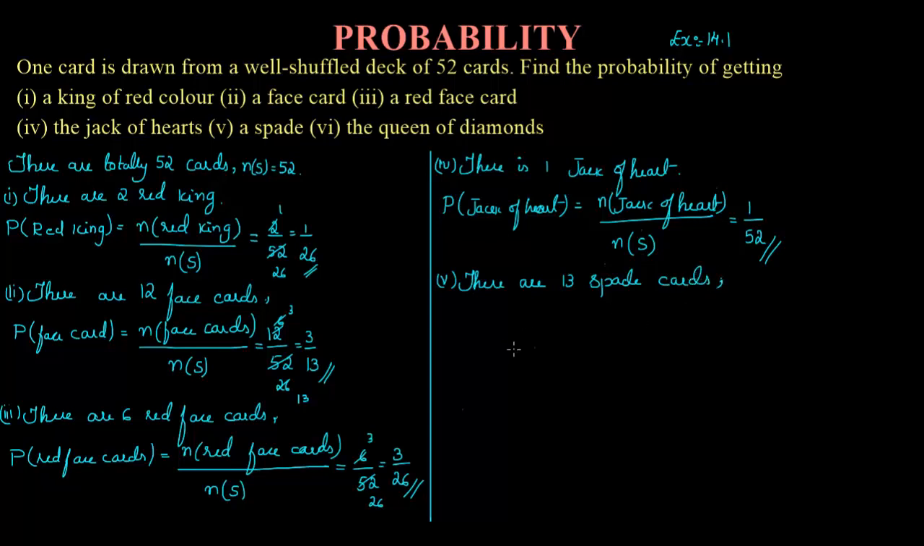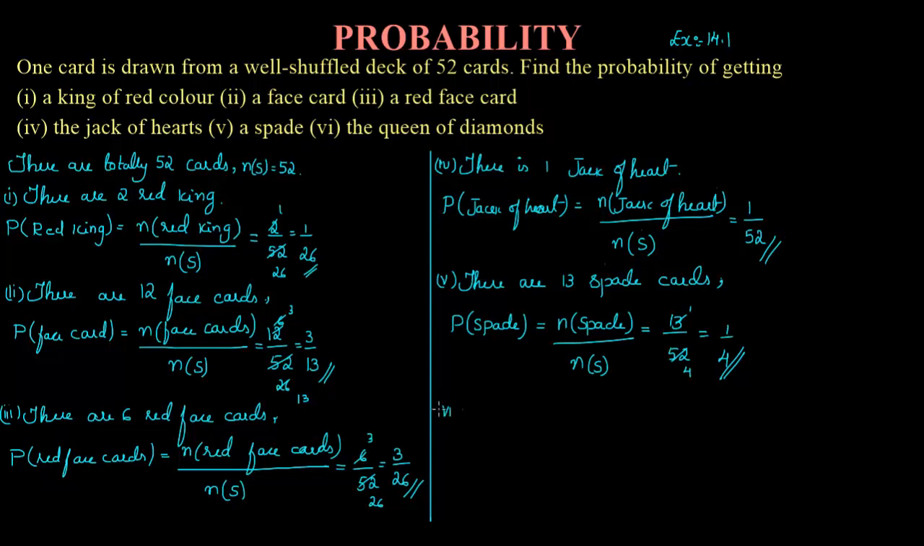Okay. So the probability of getting a spade card is equal to the total number of spade cards divided by the total number of cards, which I have indicated with the letter n of s. So there are 13, right? 13 spade cards divided by 52. So what are you going to get? 13 ones are 13, 13 fours are 52. So 1 by 4 is the answer to what is the probability of getting a spade.